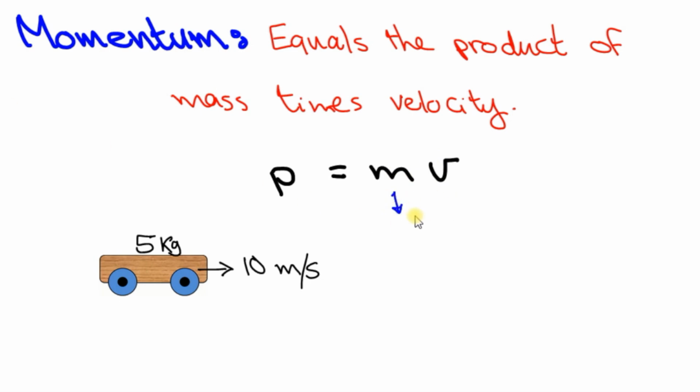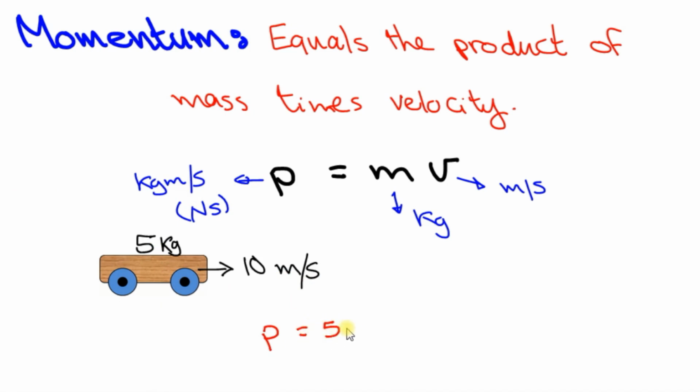If the mass is measured in kilograms and the velocity is measured in meters per second, the unit of momentum will be kg meters per second, or as an equivalent, as we'll learn later, it's Newton second. For example, here a small trolley of mass 5 kg is traveling to the right by 10 meters per second. So the momentum equals 5 times 10 equals 50 kg meters per second.